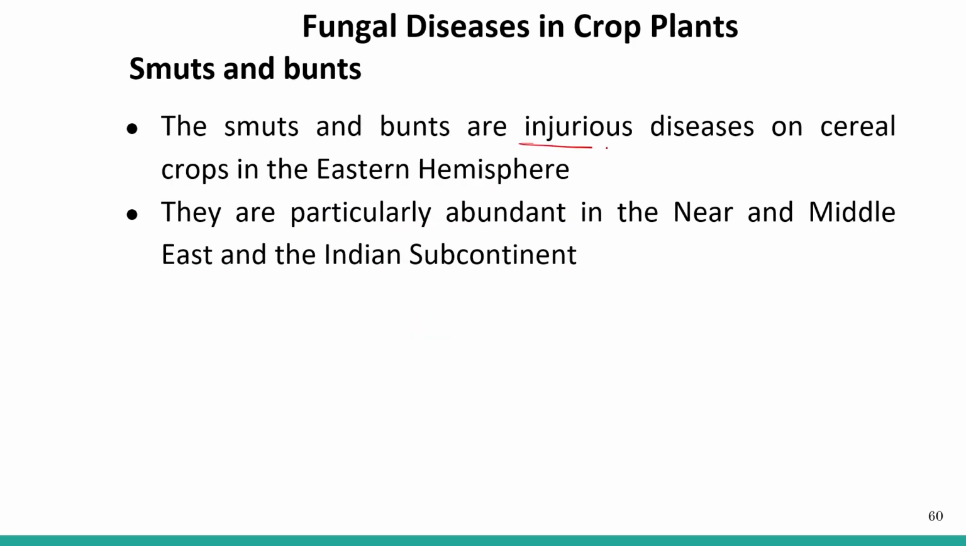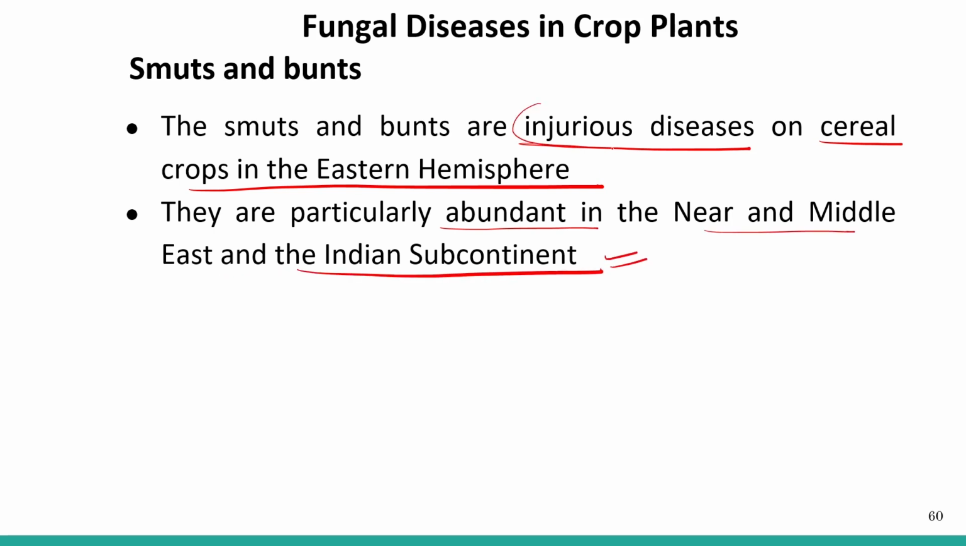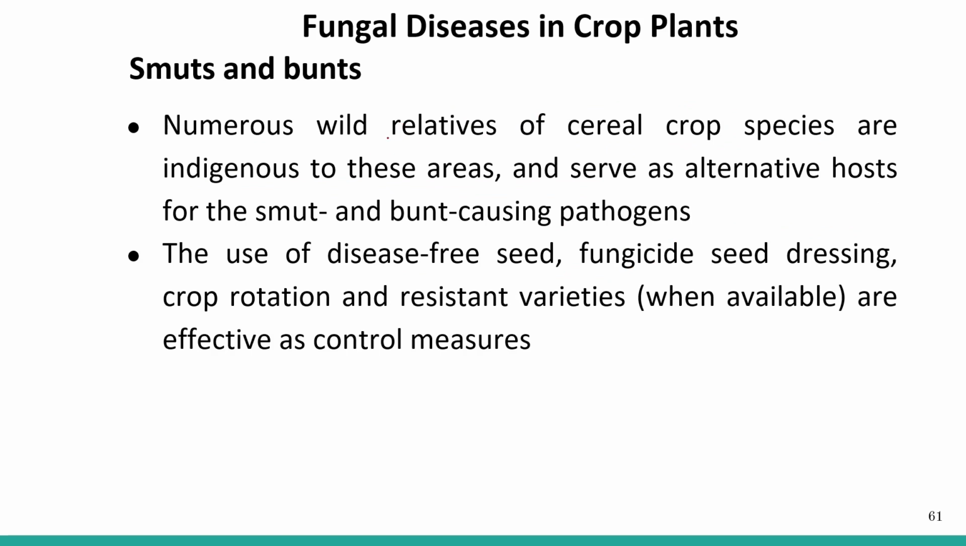Smut and bunts are injurious diseases on cereal crops in the Eastern Hemisphere. They are particularly abundant in the Near and Middle East and the Indian subcontinent. So basically they are very injurious because they cause lots of damage to the crop plant as it gets infected. In cereals, basically the spikes and the kernels get infected, and all the seeds are filled with these spores. Numerous wild relatives of the cereal crop species are indigenous to these areas and serve as alternative hosts for the smut and bunt causing pathogens.